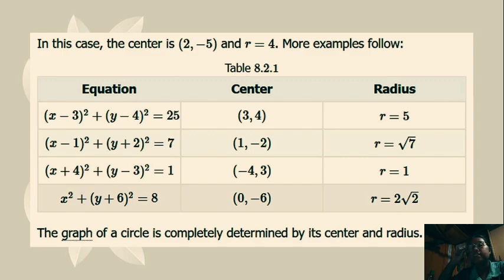Okay, so the last equation is x squared plus the quantity of y plus 6 squared is equal to 8. So our center there is 0, negative 6, since x squared means x minus 0. Then the radius is 2 square root of 2, since the square root of 8 is the square root of 4 times 2, and the square root of 4 is 2. That's why we get 2 square root of 2.